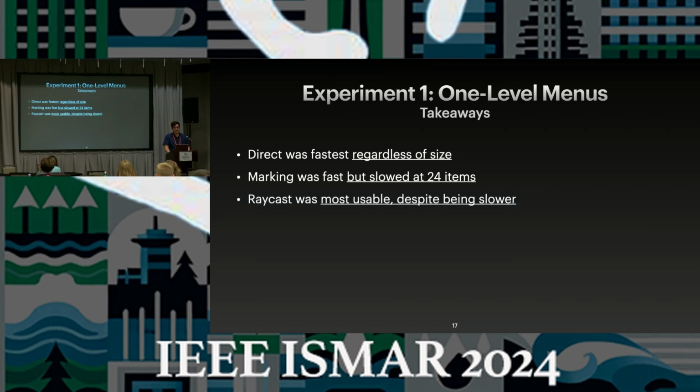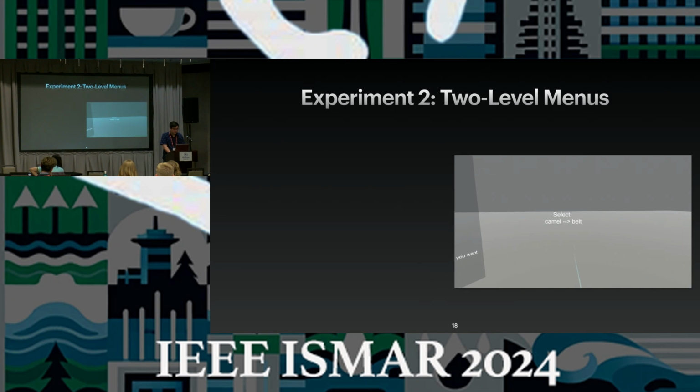Raycast was more usable despite being slower. But we're not done. A lot of the menus in the Steam Game Survey included multiple levels of hierarchy. There's previous work that shows that the hierarchy can significantly affect the usability of these menus. So of course, we're going to have to compare the same menus with multiple levels of hierarchy to get a more accurate comparison, which we did.